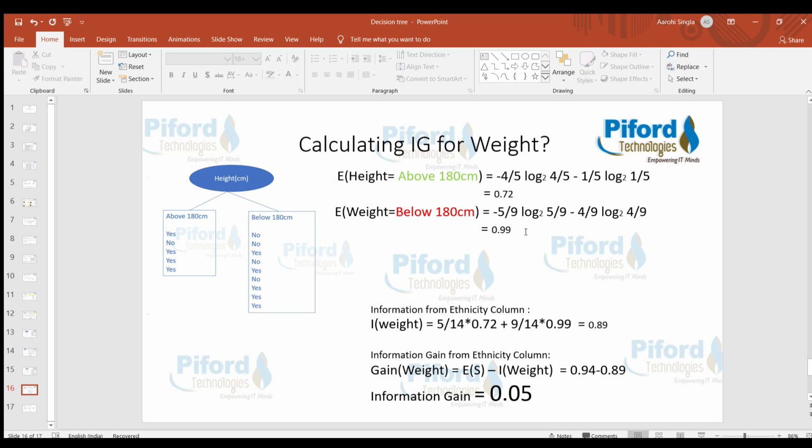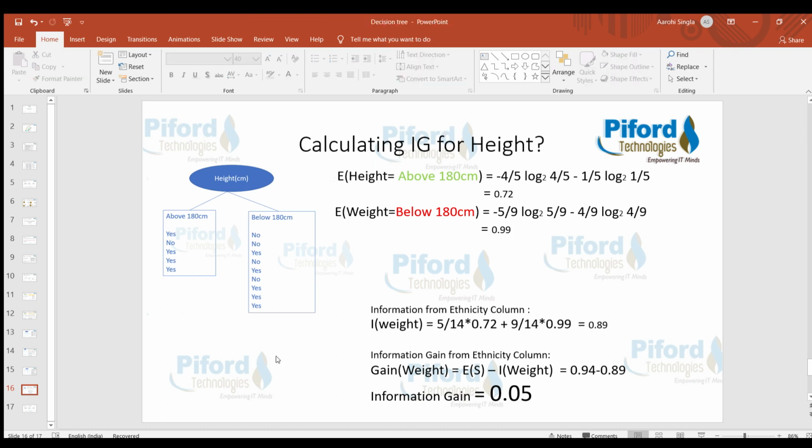Now let's calculate the information for this particular column. How do we calculate the information? All records of this by total records of the data set times entropy, plus all records of this by total records times entropy, and this is the information of this column. Now subtract this information from E of S, the entropy of the dependent column, and this is what you'll get. So this is the information gain for the height column. Over here was a mistake. This is the information gain for the height column, right?